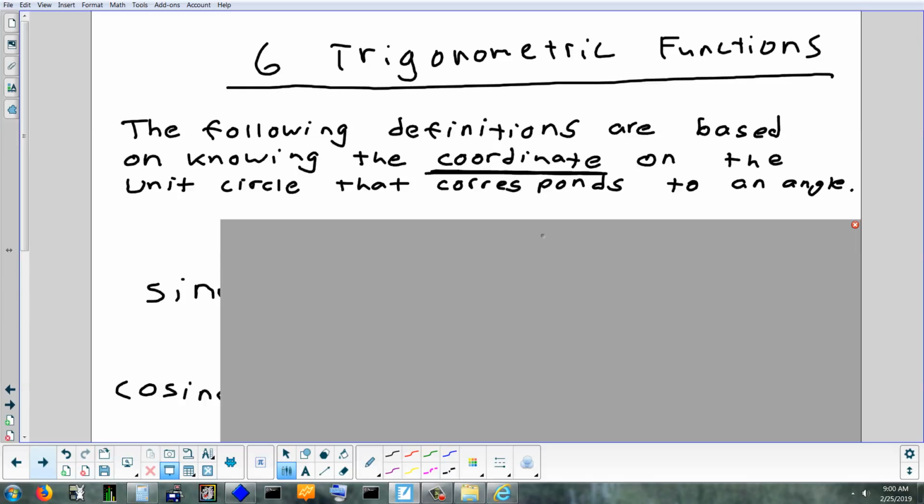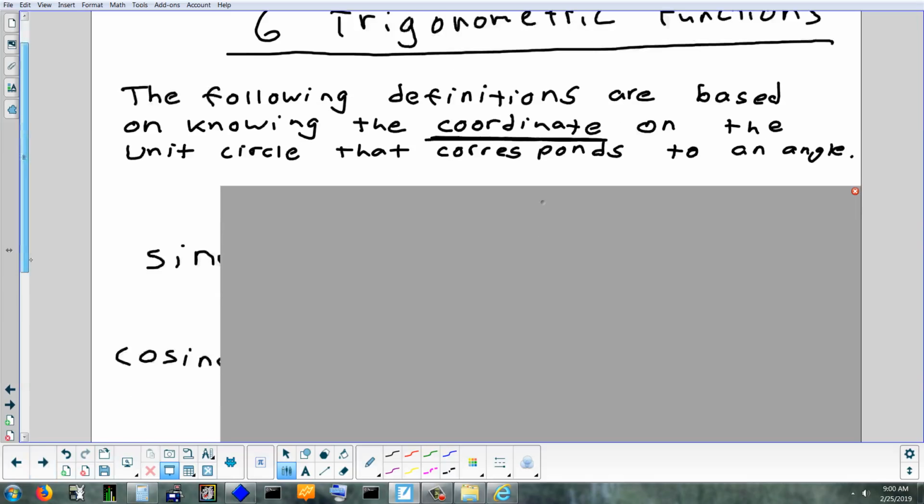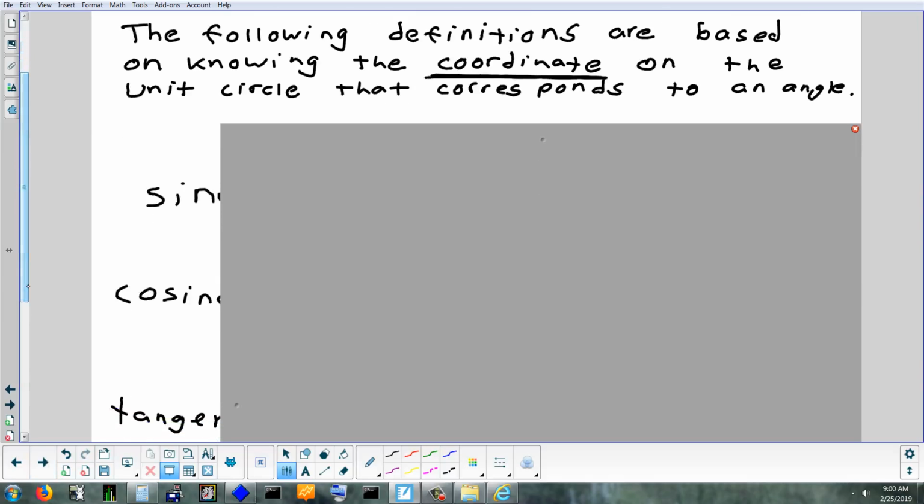I'm going to define everything here as part of a coordinate. So that means all of these formulas are going to have an x, a y, or both of them. Okay, so all these definitions are based on figuring out a coordinate. If you can't get the coordinate, you can't do unit circle trig. It doesn't work.